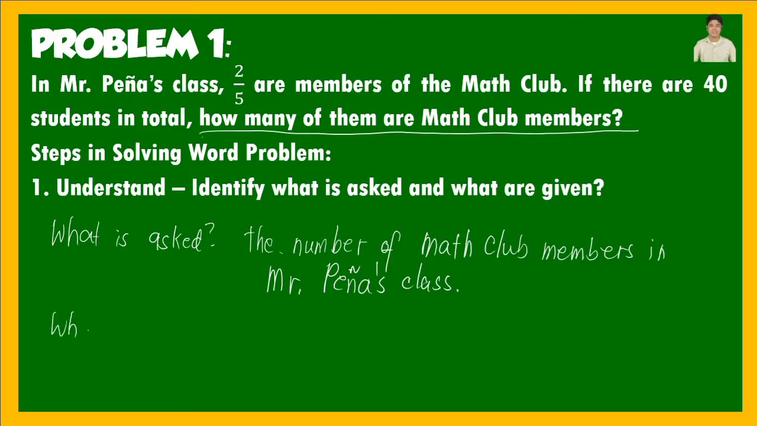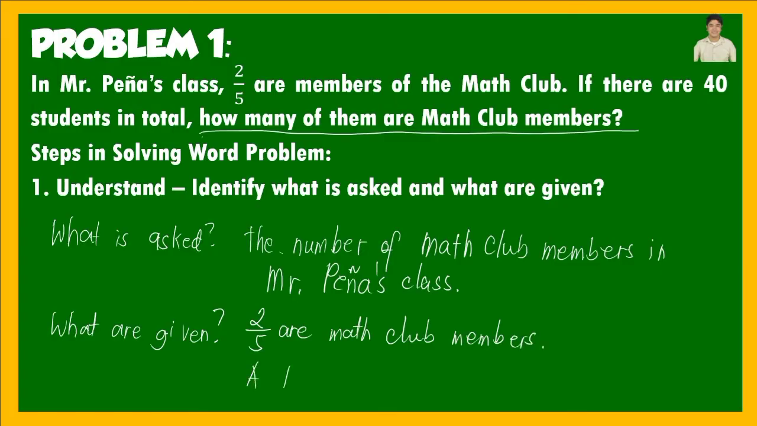So for our next, we have to identify what are given. So what are given? So pwede nating isulat dyan, 2/5 are math club members. Or pwede rin namang 2/5 of the class, the whole class are math club members. And then, a total of 40 students.